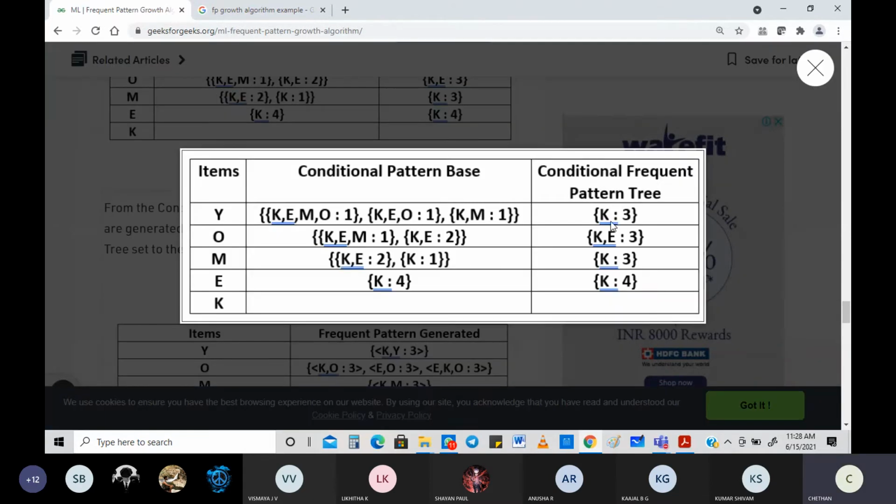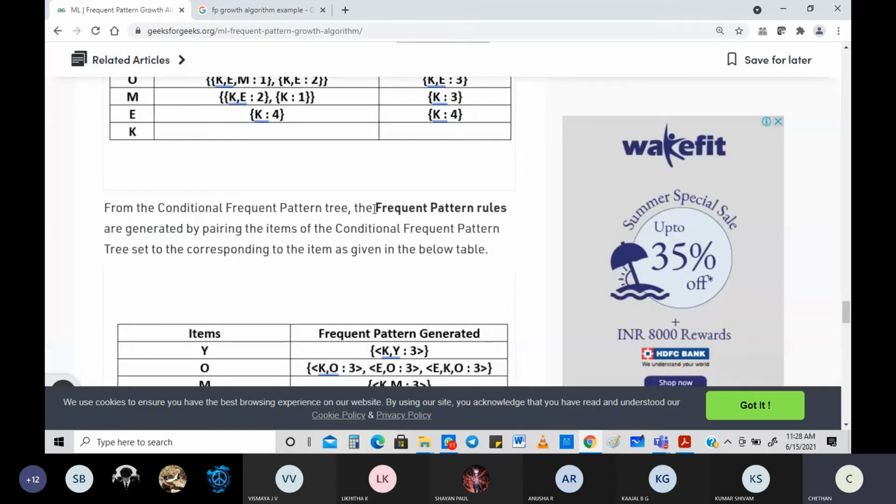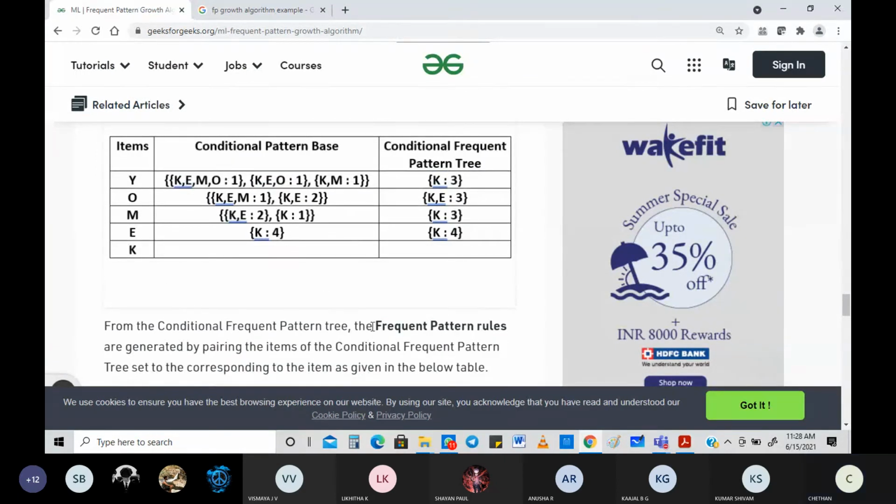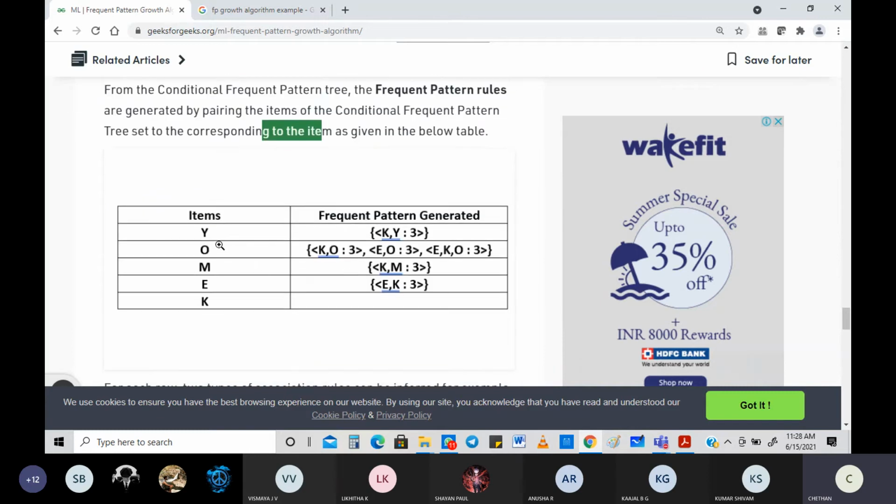Now it's opening. See this? We got this K, right? This K needs to be paired with the items that are there. This KE needs to be paired with O that is there. K needs to be paired with M that is there. So that's what I'm trying to do here. Now you can understand what the text is saying. From the conditional pattern tree, the frequent pattern rules are generated by pairing the conditional frequent pattern tree set to the corresponding items. What are the corresponding items? Y, O, M, E, K, and O, that you are going to pair. If you pair, this is what you get.